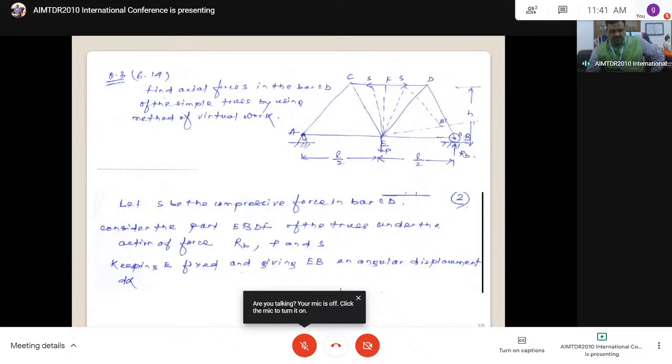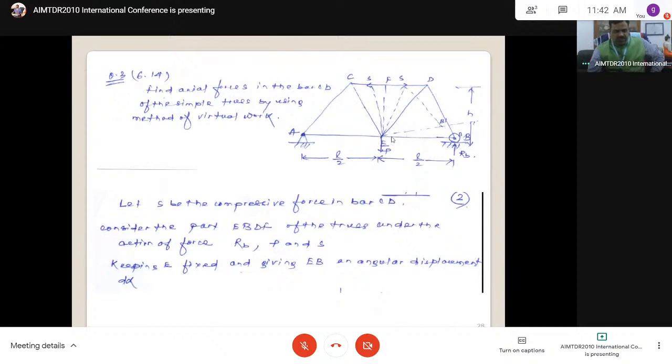Because there is no displacement here at the joint, it is fixed. Only a rotation takes place. The displacement takes place only in this part. So initially EFDB can be moving, B to B dash, like this, the shape. Okay. So this is how generally we can consider this displacement, moving B to B dash, the virtual displacement.